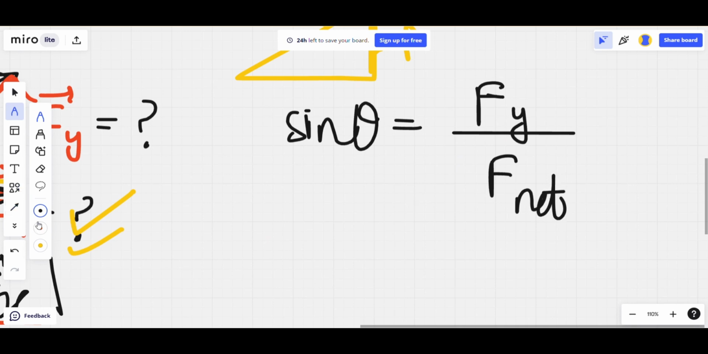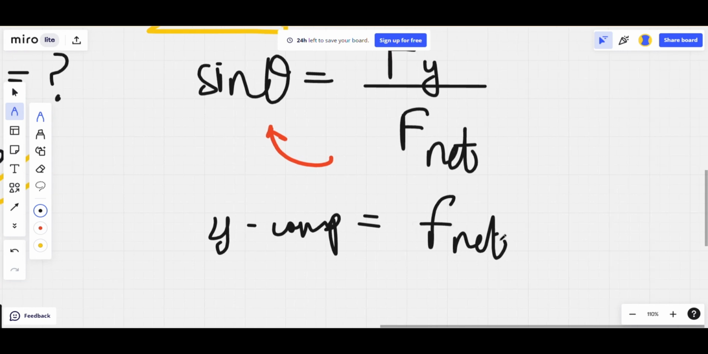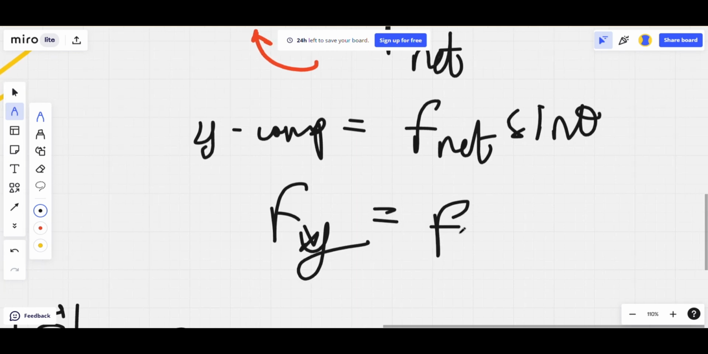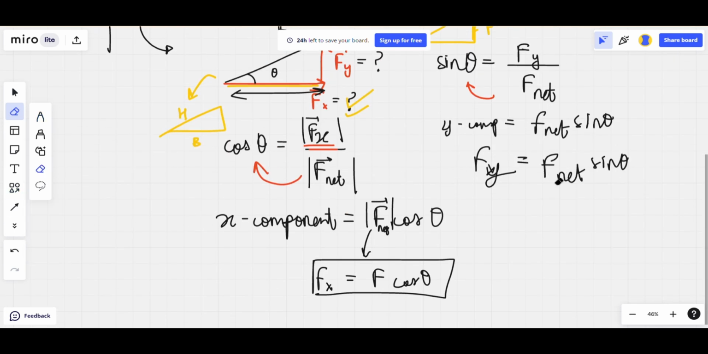Now if we move F net here, we have the y component of the net force, which is nothing but Fy is equal to F net sine theta, or F sine theta, which is the y component.